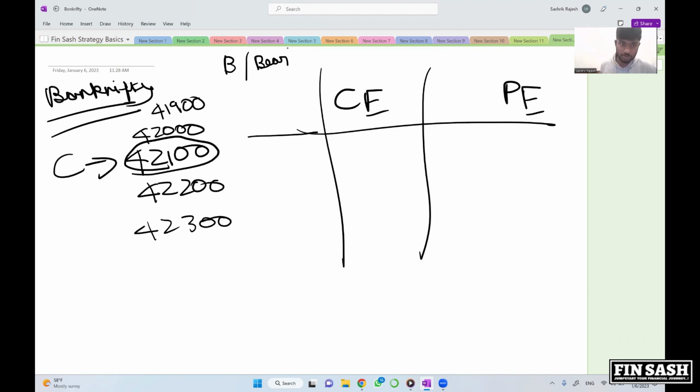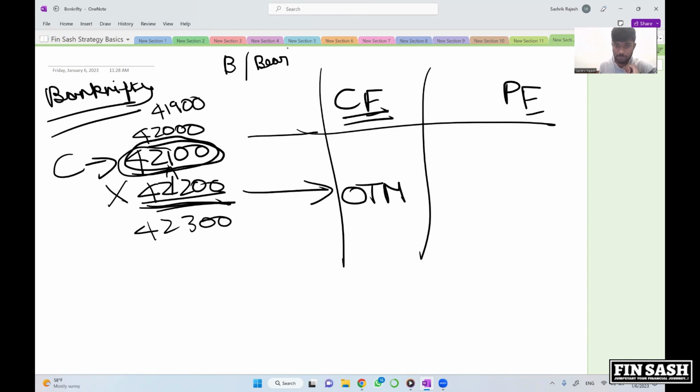Quickly tell me, if I'm bullish on the market, for a CE, is 42,200 an ITM option or an OTM option? It's an OTM option, right? Because is 42,200 above 42,100? Yes, the condition satisfies. Is 42,100 above 42,200? No, right? So it's an OTM option.